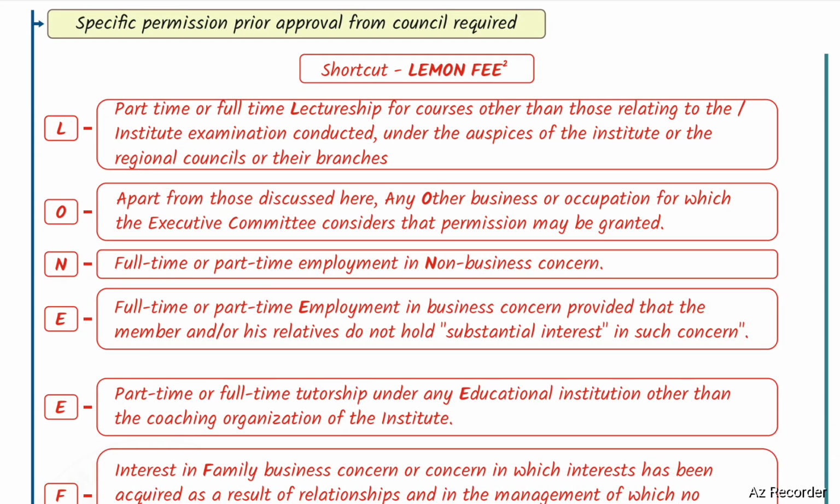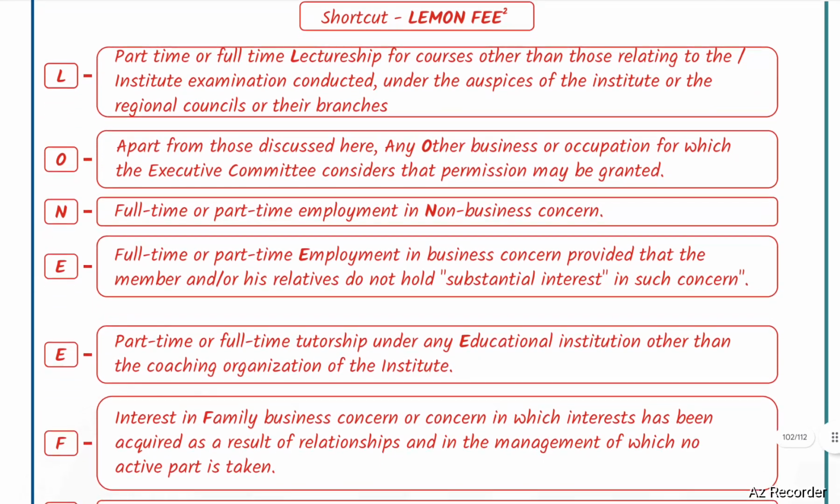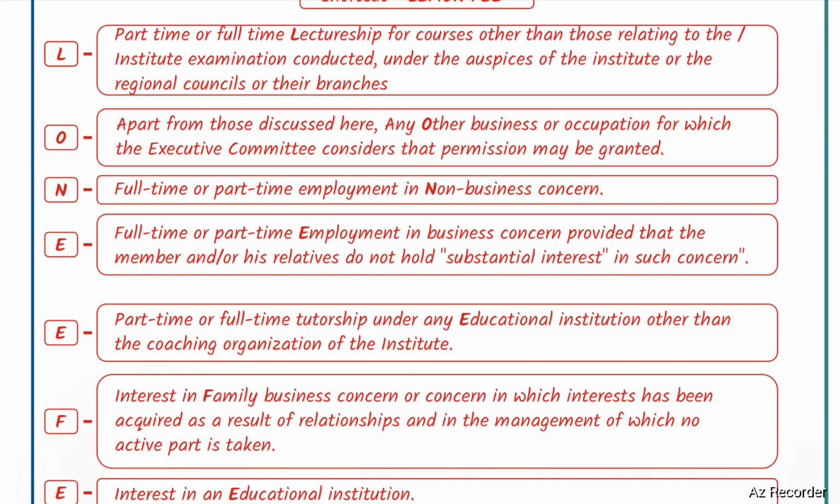Specific permission cases. Cases where specific permission is required. Specific permission, that is prior approval from the Council, is required in the following cases. First one, part-time or full-time lectureship for courses other than those relating to the Institute examinations conducted under the auspices of the Institute or the regional councils or their branches. Apart from those discussed here, any other business or occupation for which the Executive Committee considers that permission may be granted.